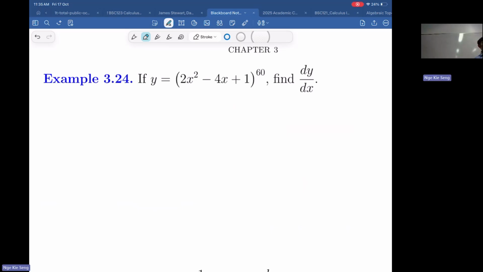You need to set your u, like just now. So set your u first. Which u is easy for you? What do you think? Which u is easy? Remember, your u depends on x. So what part is easy?